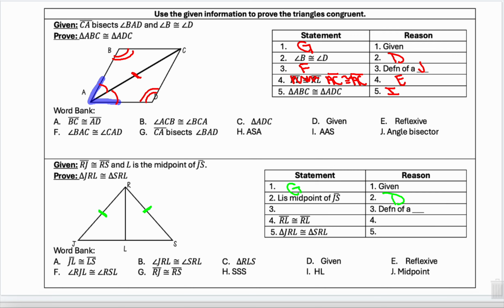And again, because I have a midpoint, midpoint means that I can mark these two pieces congruent. So I'm looking for something that says JL congruent to LS, which would be A. Why do I know that? It's the definition of a midpoint. RL is congruent to RL because it is reflexive, which is going to be E. And triangle JRL, so 1 and 3, would be congruent to triangle SRL. Why? Because you have three sides marked.